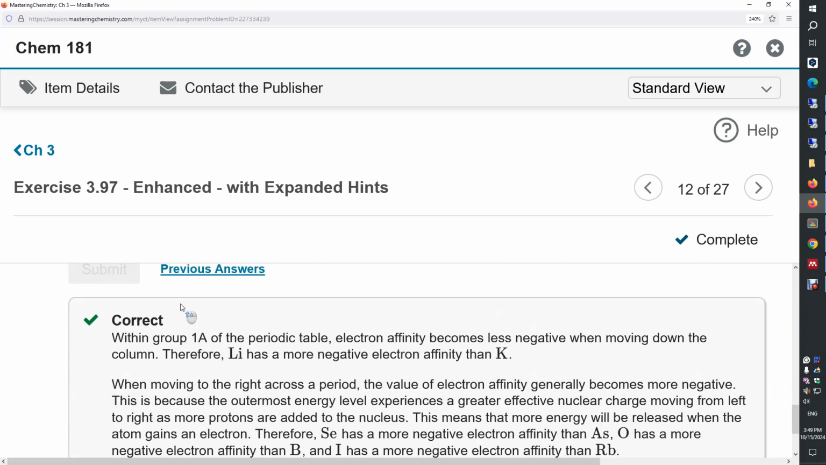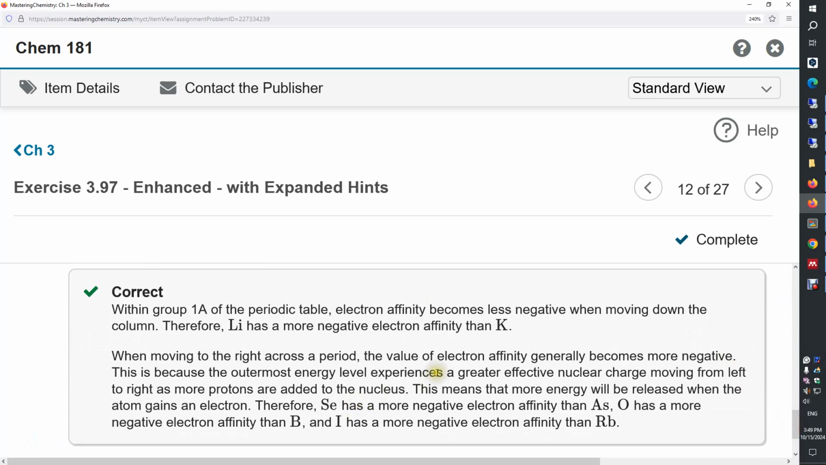Okay, so here's the explanation from Mastering Chemistry. If you move down, the electron affinity becomes less negative. And if you move to the right across a period, the electron affinity becomes more negative.